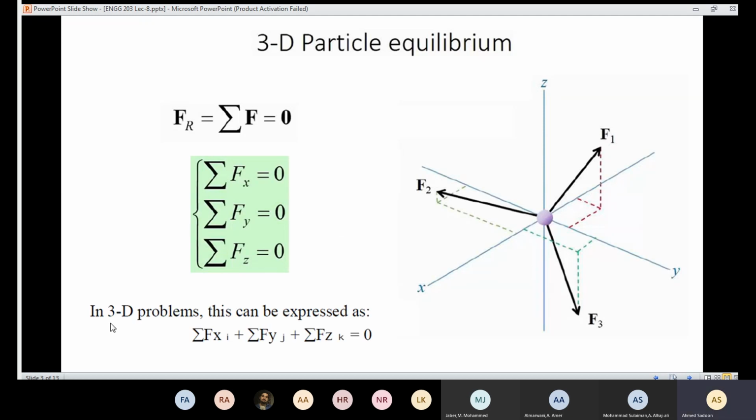Also, those equations could be expressed in Cartesian form. We're going to say that the summation of the forces in the x-axis i plus the summation of the forces in the y-axis j plus the summation of the forces in the z-axis k is going to equal 0. Of course, if that's the case, that means I'm going to equate the summation of the forces of i to 0, and also the j summation to 0, and also the k summation to 0.